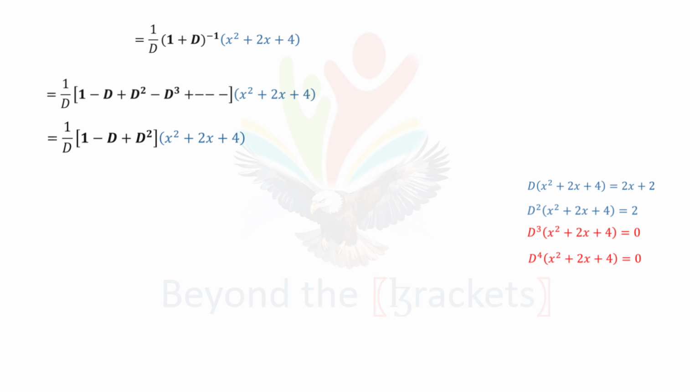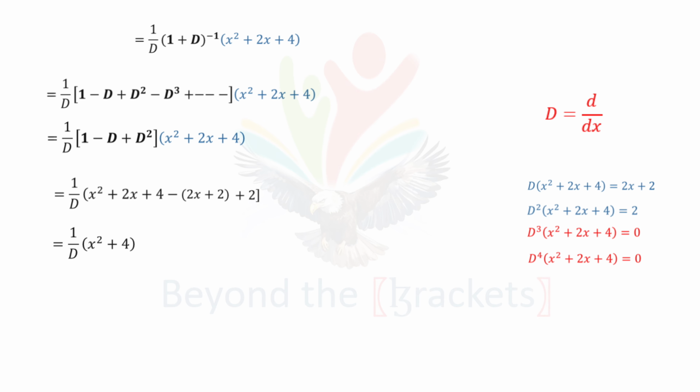1 into x square plus 2x plus 4 becomes x square plus 2x plus 4, minus differentiation of x square plus 2x plus 4, which is 2x plus 2, and plus d square of x square plus 2x plus 4, which is 2. Minus 2x and plus 2x get cancelled and we are left with x square plus 4.